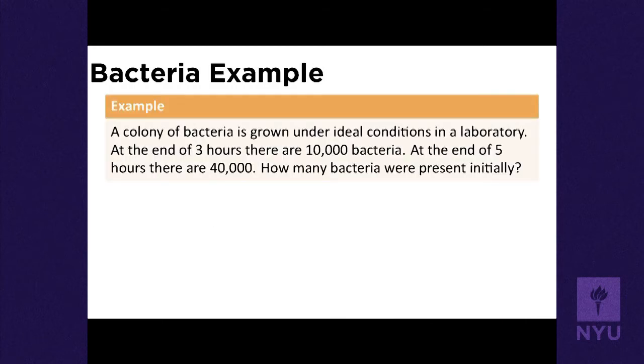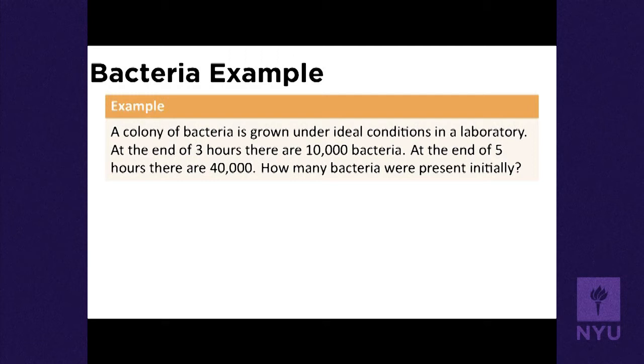So let's look at an example where we could apply the exponential growth law to solve an equation. A colony of bacteria is grown under ideal conditions in a laboratory. At the end of 3 hours, there are 10,000 bacteria. At the end of 5 hours, there are 40,000 bacteria. But unfortunately, we forgot to count how many there were to start with. So can we use this information, that there were 10,000 bacteria at 3 hours and 40,000 bacteria at 5 hours, to find out how many we started with?